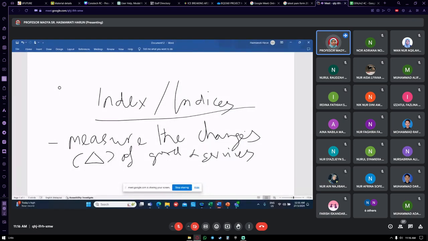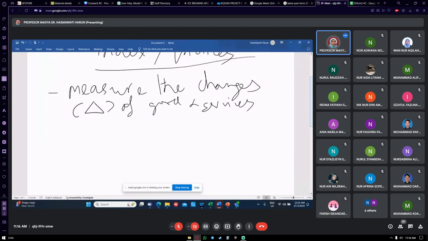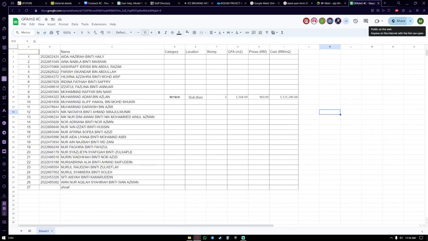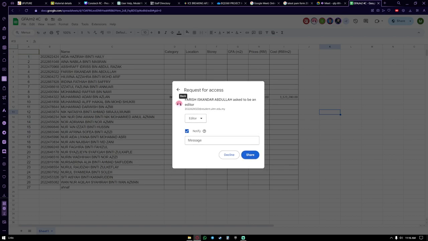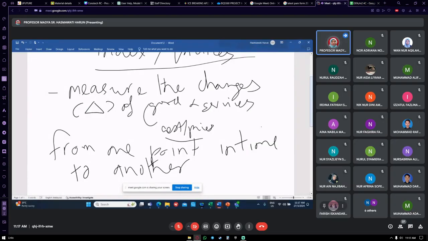Okay, saya guna jari saya saja, saya tak guna pen ke whatever. Okay, measure the changes of the cost ke price ke, tak kisahlah. You nak measure cost ke price ke of the goods and services ataupun apa-apa juga yang lain, ya, from one point in time to another. Okay, ni cantik, ya. From one point in time to another.